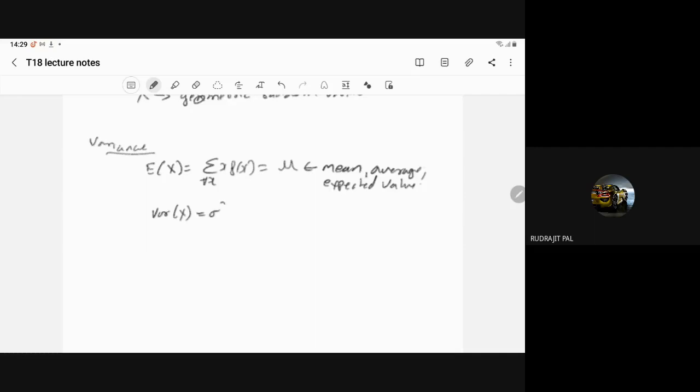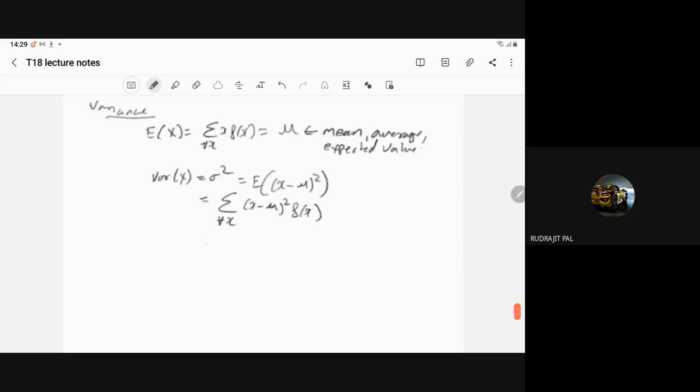If you have to determine the variance, the variance of X we denote by Var(X), or by sigma square, and it is the expectation of X minus mu whole square. So by the formula, it is the summation over all x of x minus mu whole square into f of x, that is, value into probability.